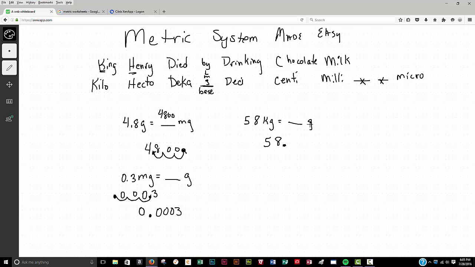Okay, kilograms to grams. So we start at kilograms and we go 1, 2, 3. So 1, 2, 3. 1, 2, 3. Move your decimal over, and 58,000.